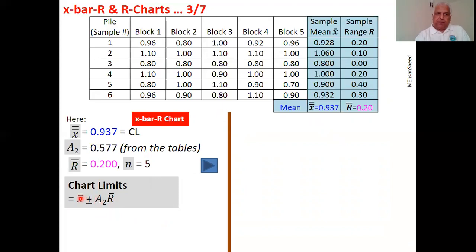Again, X double bar is 9.937. This becomes the center line of the chart. R bar is 0.2, which is over here. N is the sample size. We have 5 blocks, so this is the sample size. This is not the sample size, this is the number of samples. Sample size is here, 1 to 5, 5 sample size. And A2, which is 0.577, is found from the tables, and let's find it.